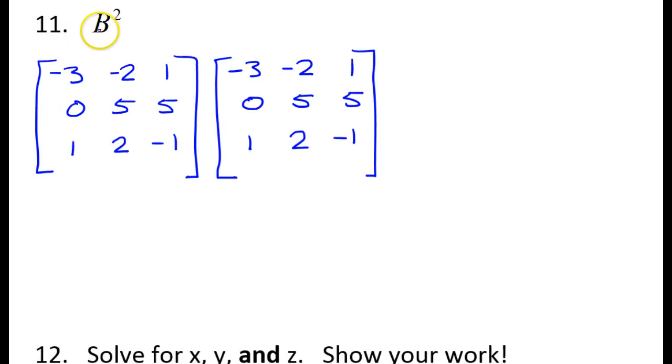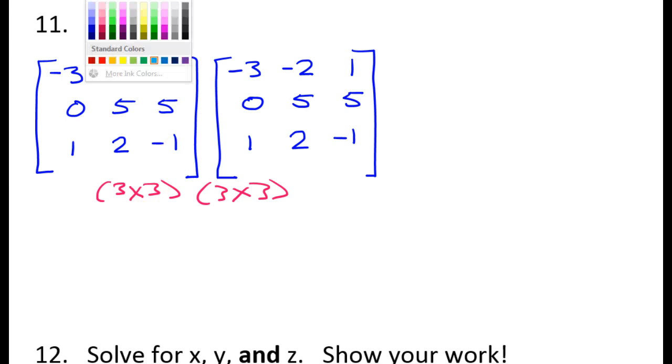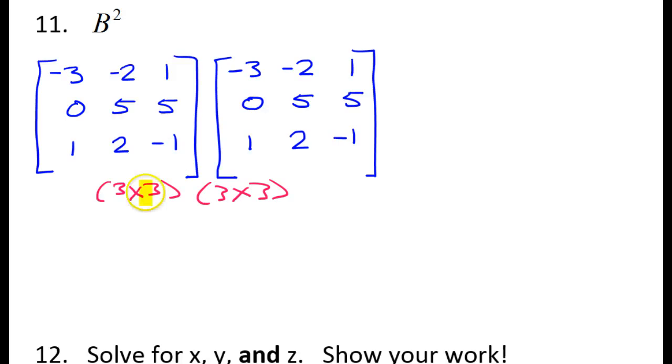For number 11, we need to do B squared. A common mistake would be to take matrix B and just try to square everything inside. It doesn't work that way for matrices. B squared means B times B, so that's what we need to do. First we need to see if this is even possible. B is a 3 by 3 matrix, so these are both 3 by 3. This is only going to be possible if the inner dimensions are the same, which they are. So great, that means it's doable.